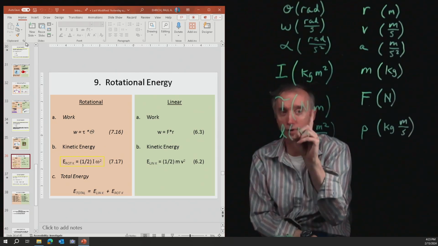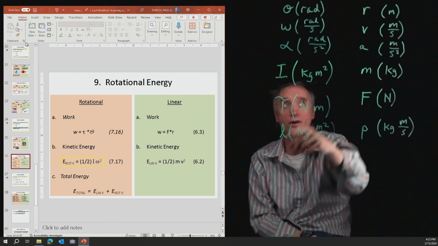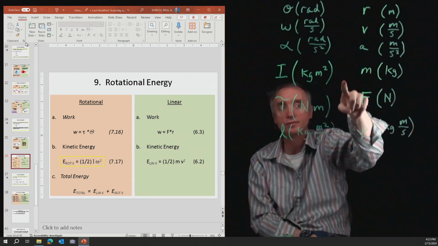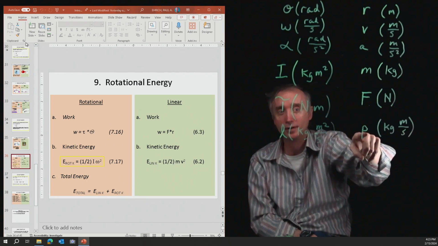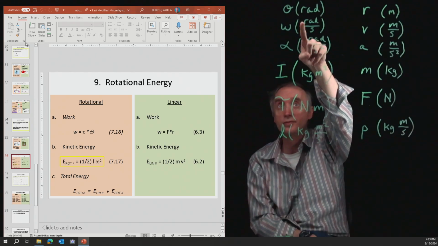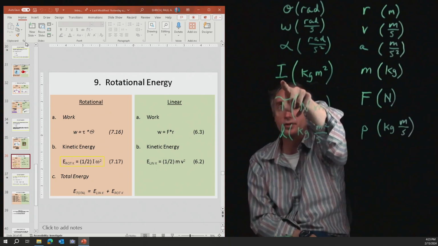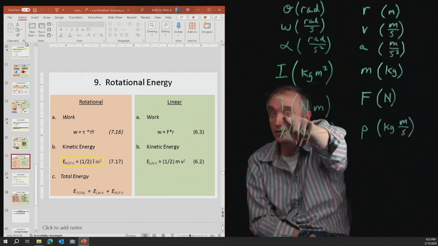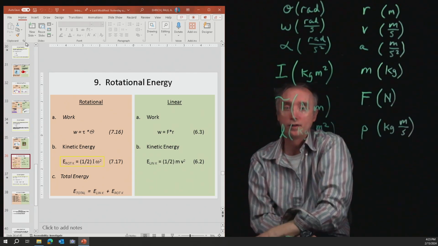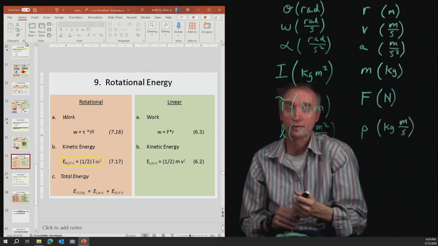Right, one more concept left to go, and that is energy. So we've talked about distance, speed, acceleration, mass, force, momentum, and then the rotational counterparts are angles, rotational speed, rotational acceleration, rotational inertia, rotational force, torque, and then angular momentum. So our last concept is energy.